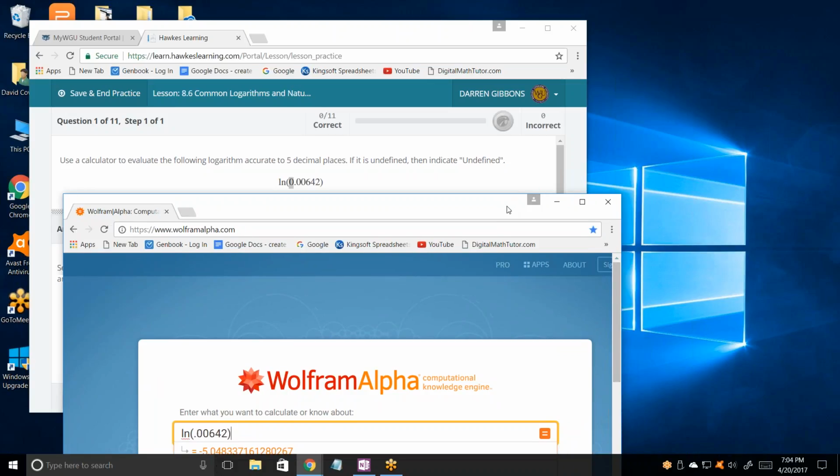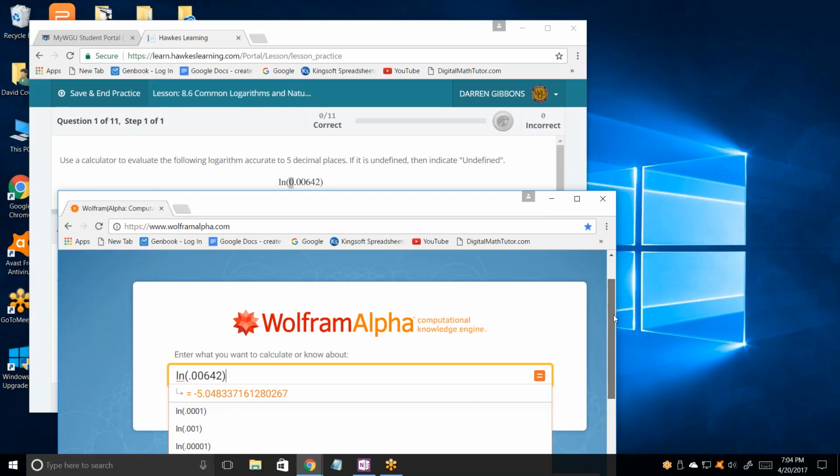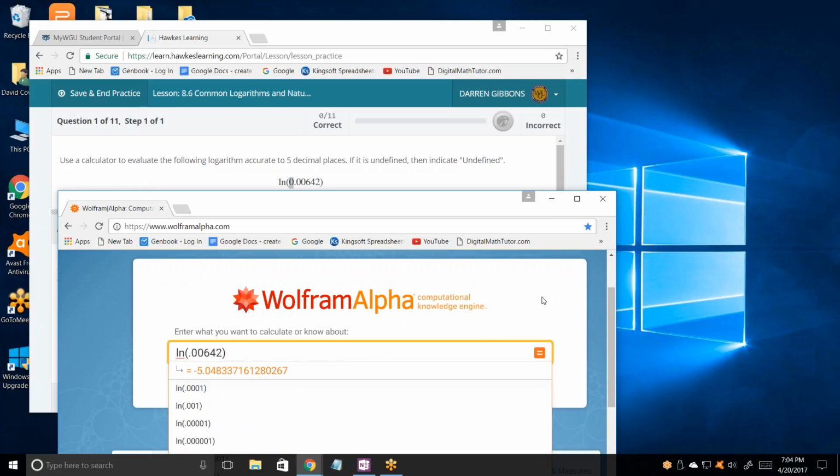Have you entered it into your calculator yet? Hang on. And notice that I don't even have to push enter in Wolfram Alpha. It gives me the answer, minus 5.04833.